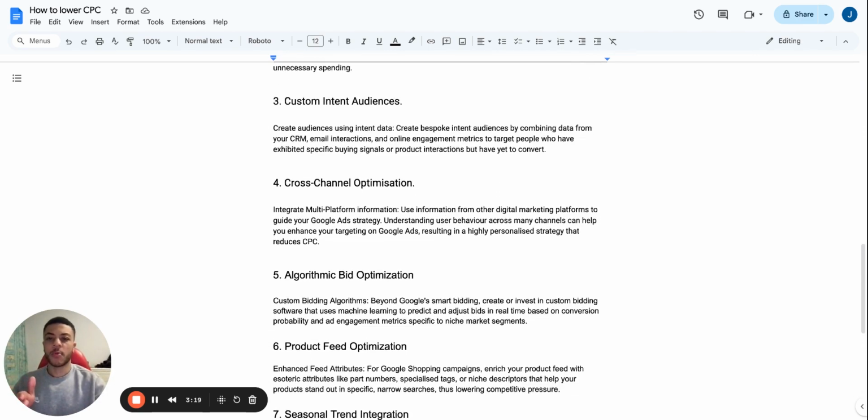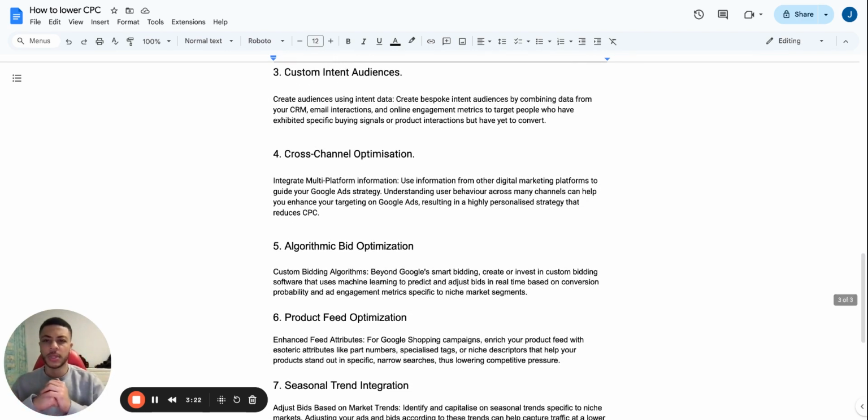Number three would be custom intent audiences. You want to create audiences using intent data. You want to create bespoke intent audiences by combining data from your customer relationship management software. You want to use email interactions and online engagement metrics to target people who have exhibited specific buying signals or product interactions but have yet to convert.